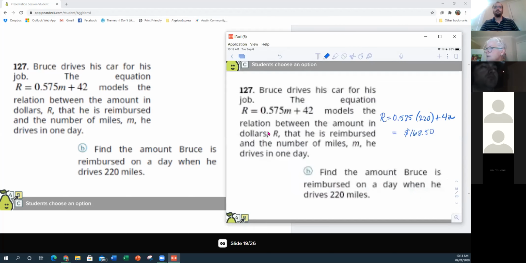Okay, so here, if you want to know how much he's reimbursed when he drives 220 miles, you just plug in 220 for the M, multiply it by the 0.575 and add it to the 42, and he would be reimbursed $168.50.